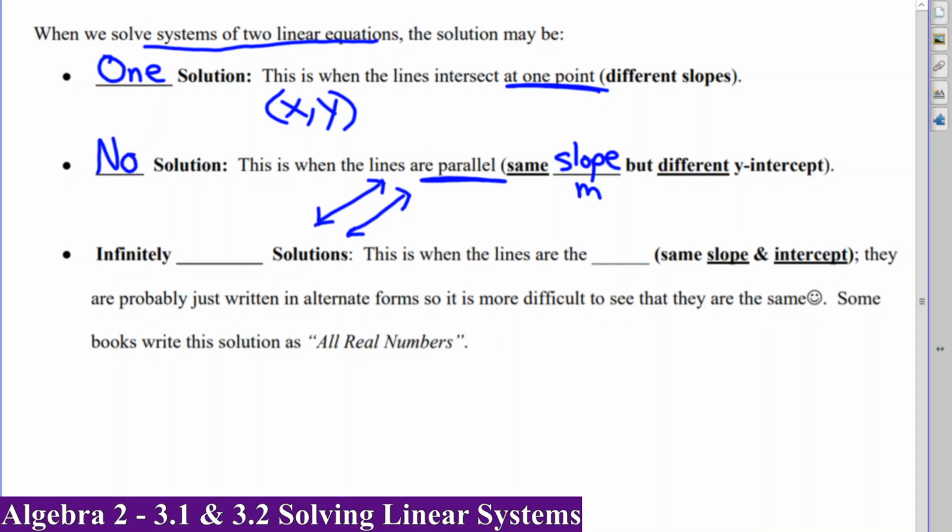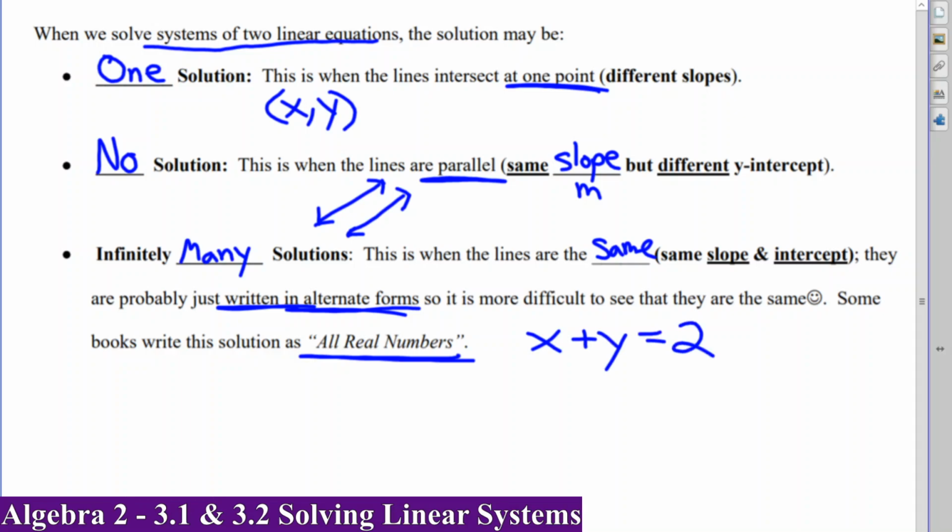Okay, and the last possible instance that we could have with 2 linear equations is that there could be infinitely many solutions. Okay, and that's when the lines are the same, right? They just might be written in alternate forms. Sometimes it might be referred to as all real numbers. So there's infinitely many solutions because, you know, you think about it, I could write x plus y equals 2. An equivalent form would just be 2x plus 2y equals 4, right? If I just multiplied that first equation, everything by 2, this is an equivalent form of that equation. Okay?